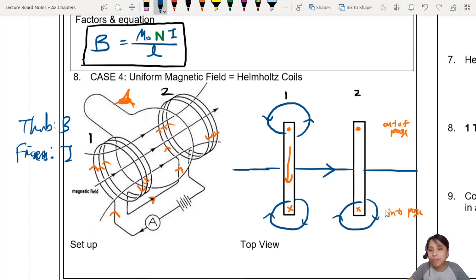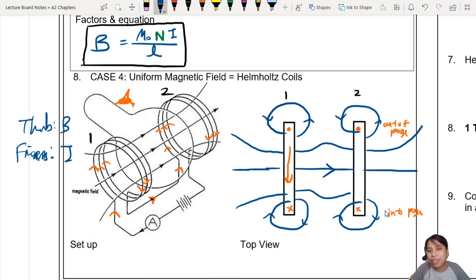Everything in between, almost there. It will look something like this. You know, the lines can't touch, so it's not exactly uniform, but it's trying really hard to be. So this is how it will look. The field is a little bit kinky and curvy here and there. But it's approximately uniform in the middle if you stick to the highlighted section right there.